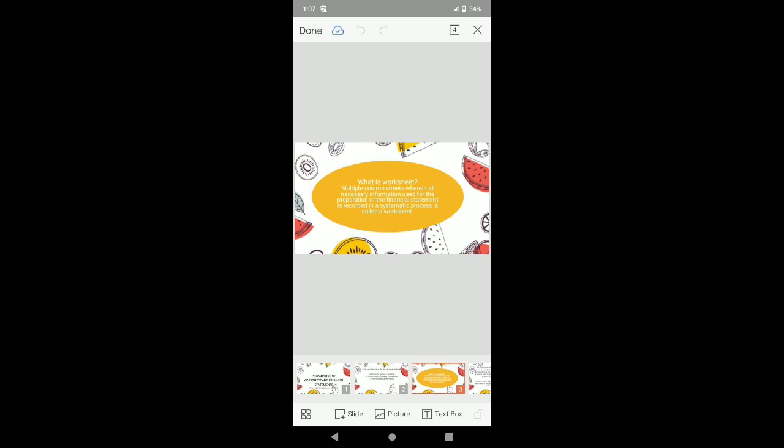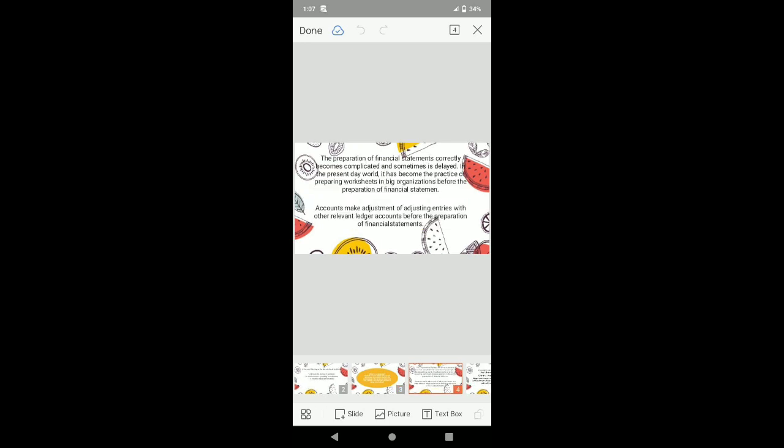What is a worksheet? Multiple column sheets wherein all necessary information used for the preparation of financial statements is recorded in a systematic process is called a worksheet. So the worksheet is not a permanent account, it is not a part of a journal or a ledger. It is a device used for easy preparation of adjusting entries and financial statements. The worksheet is a multi-column sheet or a computer spreadsheet where the accountant writes in brief information necessary for the preparation of adjusting entries and financial statements.